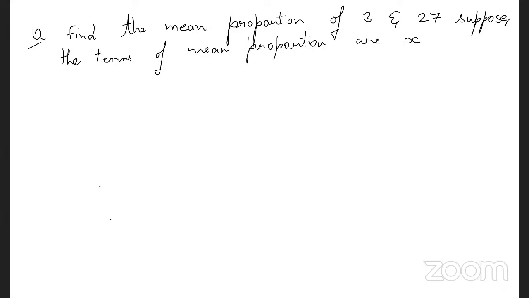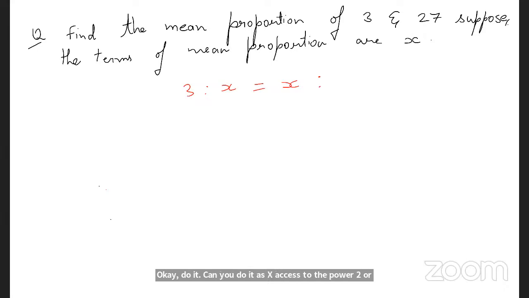Ma'am, x equals 9. Yes, that's right. Okay, let's try it. The equation will be 3 is to x as x is to 27. Can you do it as x raised to the power 2, or x squared, equals? Yes, Anna. It will become x raised to the power 2.